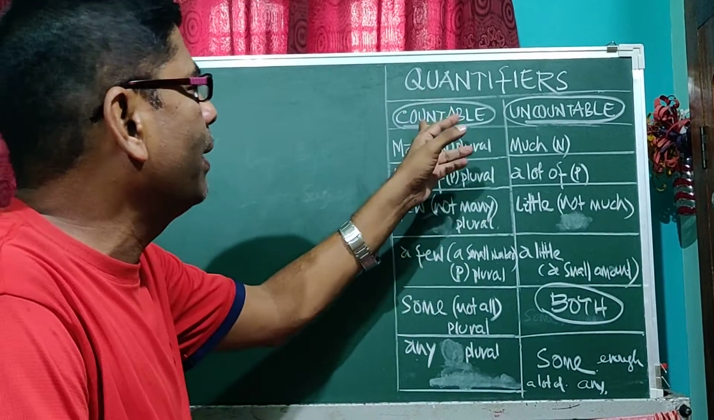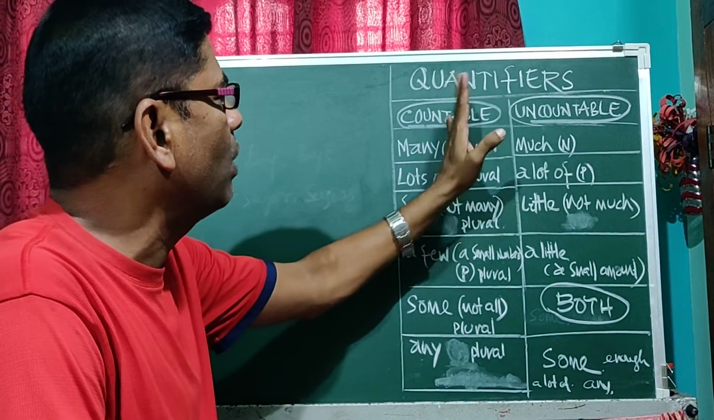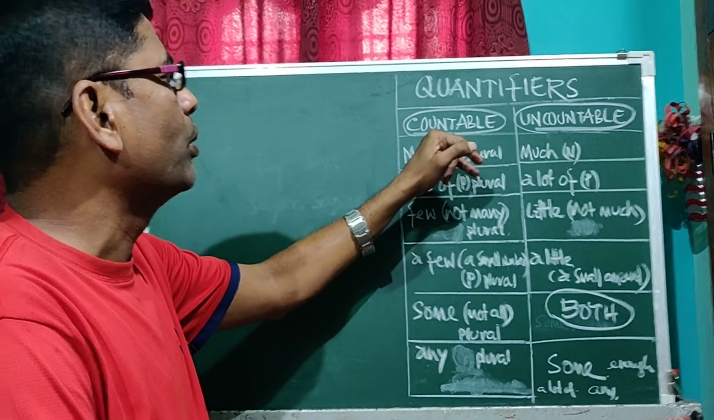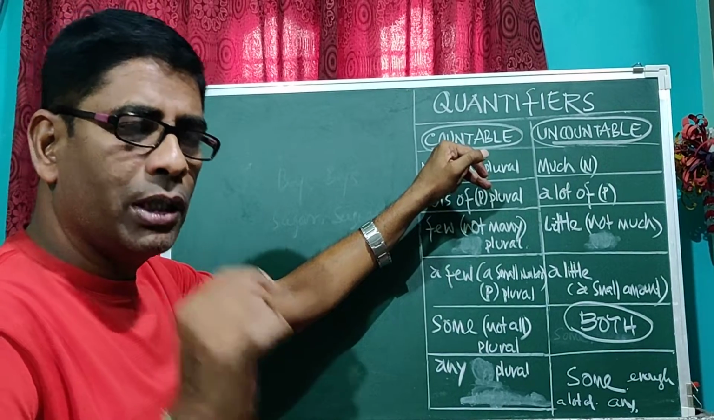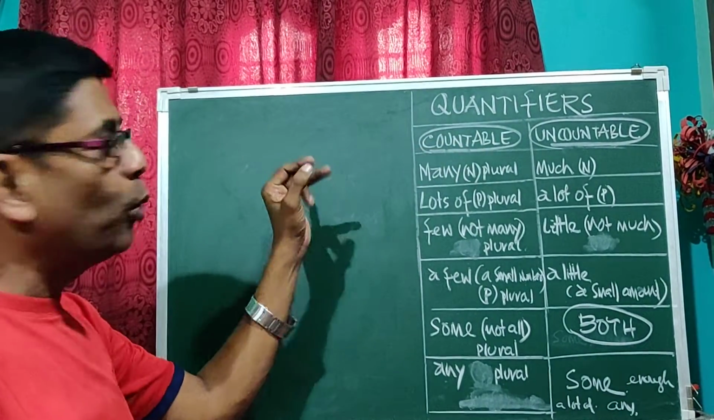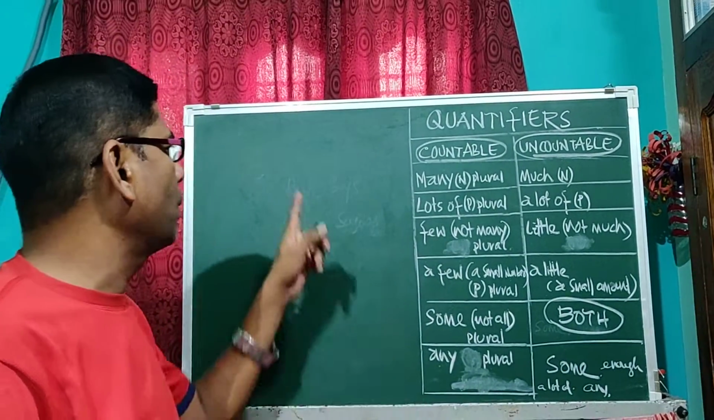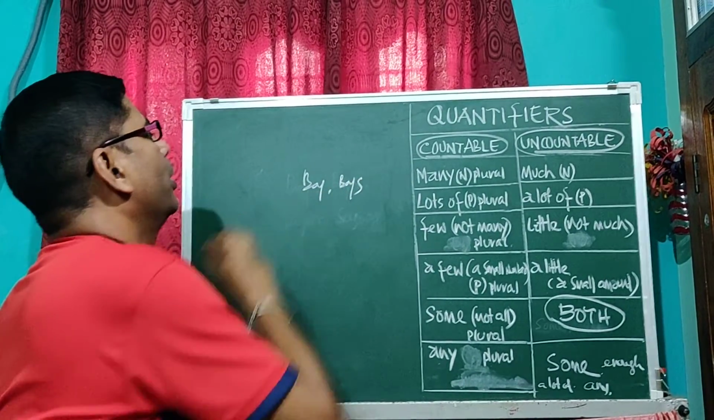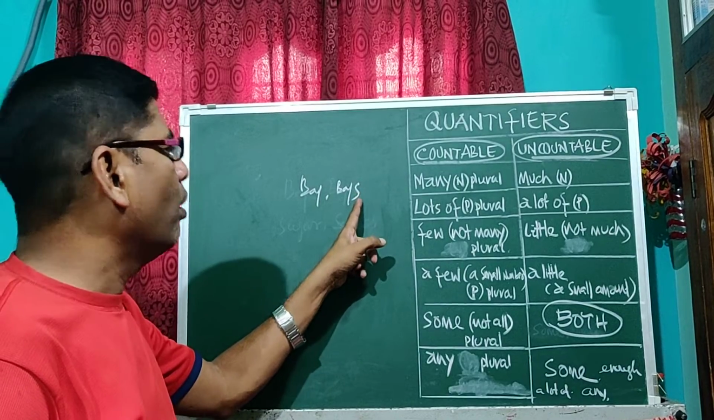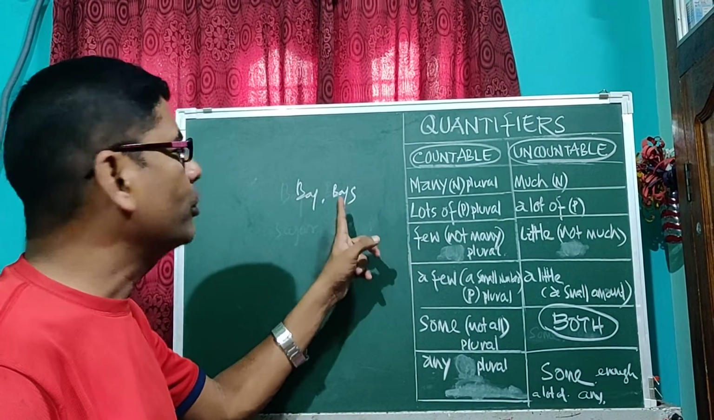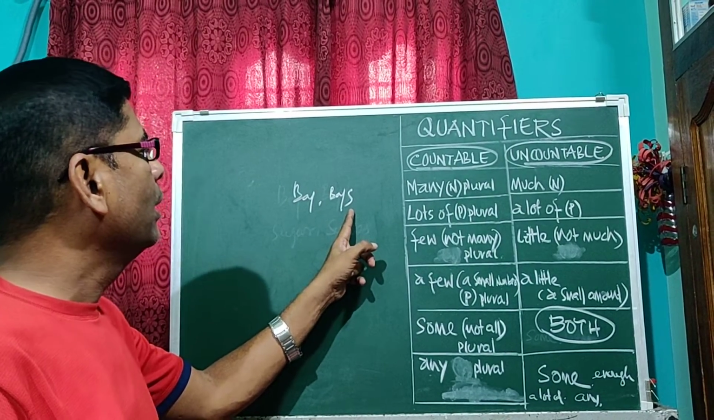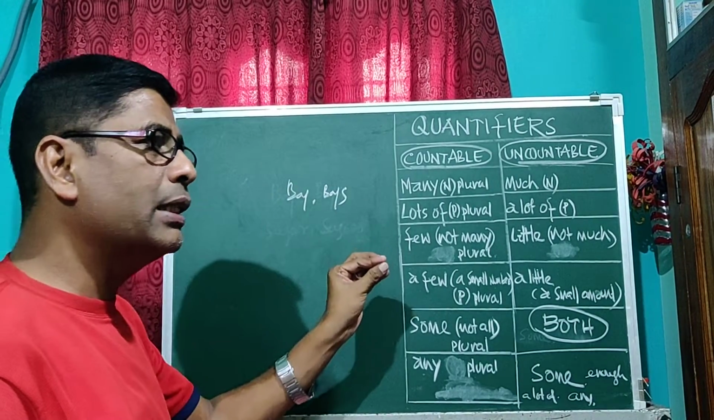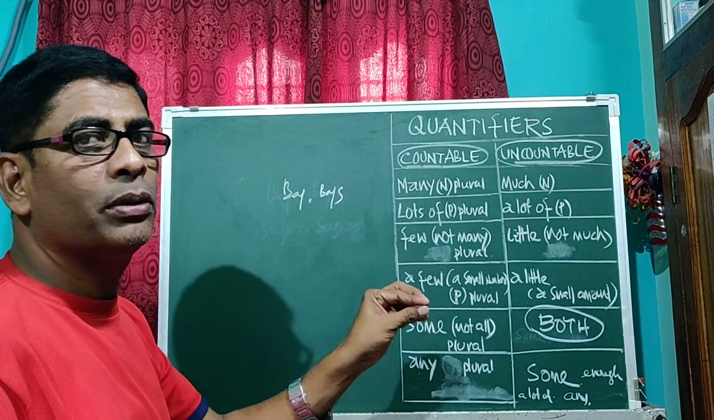I have divided it into two parts. One is countable and the other is uncountable. First, countable noun. You know what is a countable noun? A countable noun has both singular and plural forms. For example, boy, boys. We can put s or es at the end to make it plural. Or some irregular ones are there, which become plural without putting s or es.